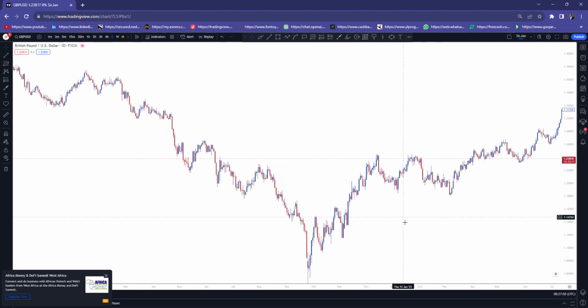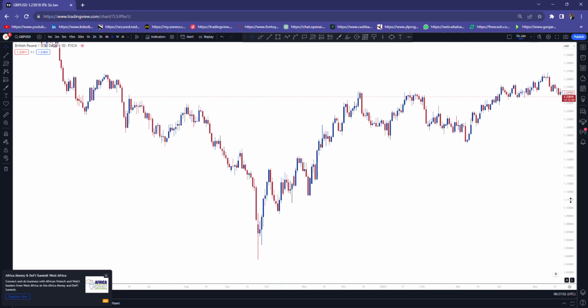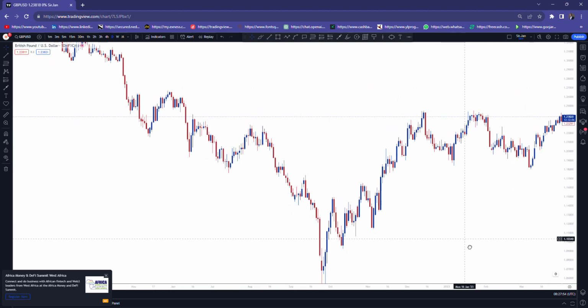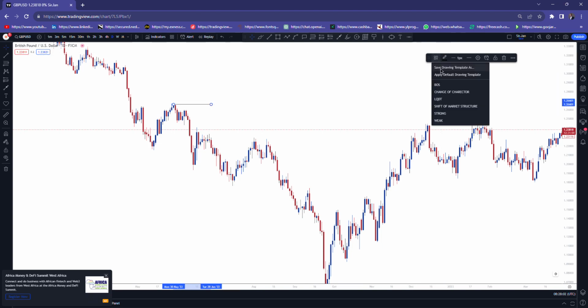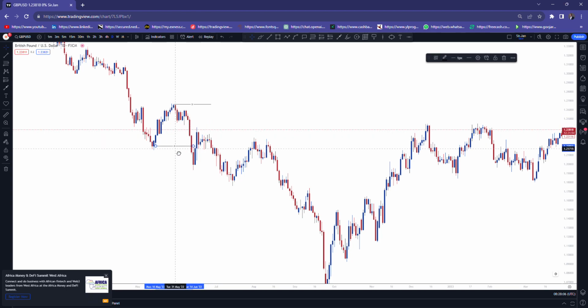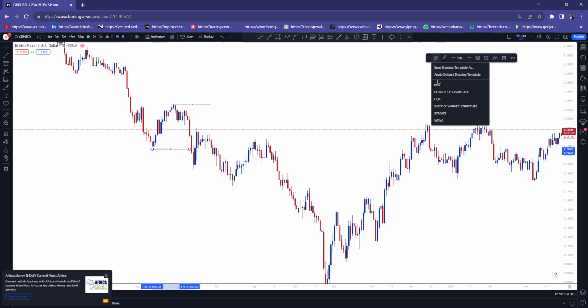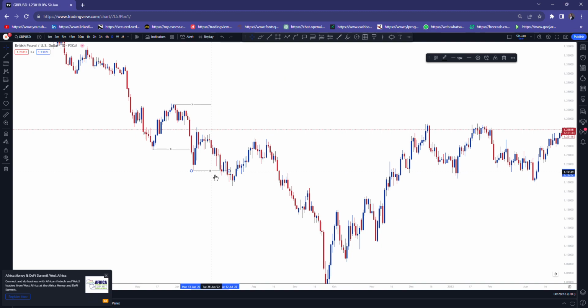So here, you look at this. I'm just gonna start here. We have a strong low, a strong high. This is a strong high. This is a weak low, which in turn became a breaker of structure. So now we're having a series of break of structures.